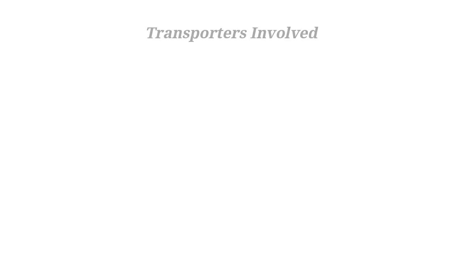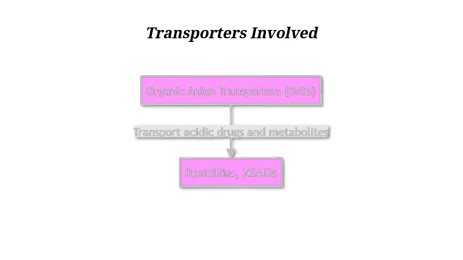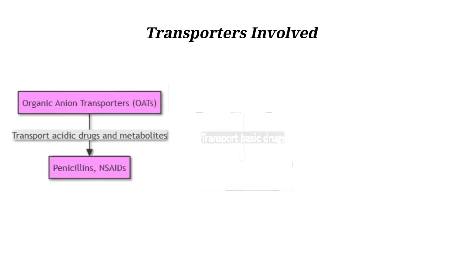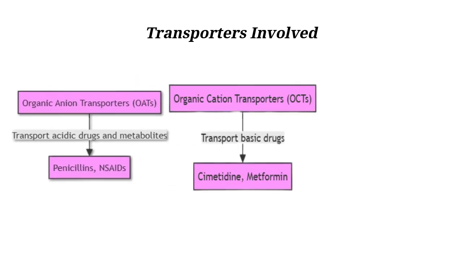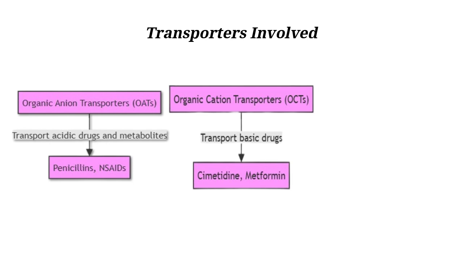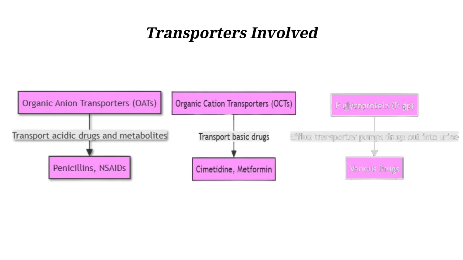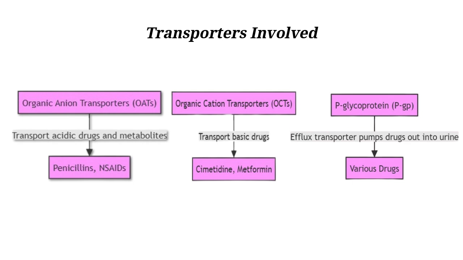Transporters involved: organic anion transporters, OATs. These transport acidic drugs and metabolites such as penicillins and nonsteroidal anti-inflammatory drugs. Organic cation transporters, OCTs. These transport basic drugs, including cimetidine and metformin. P-glycoprotein, PGP, an efflux transporter that pumps various drugs out of cells into the urine.